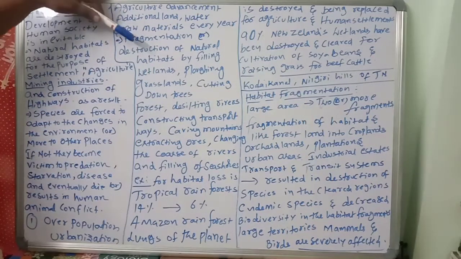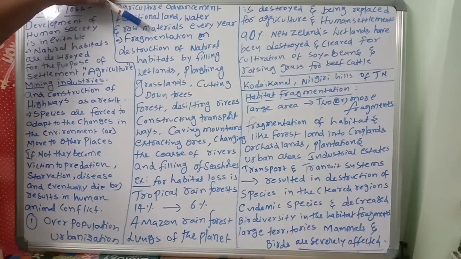See now what man is doing. If you want to develop an industry or urbanization or agriculture advancement, what do we require compulsorily? We require land and water. From where should I get this land and water and raw materials every year?